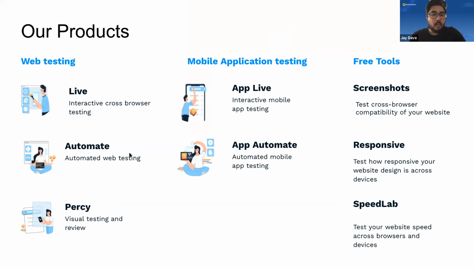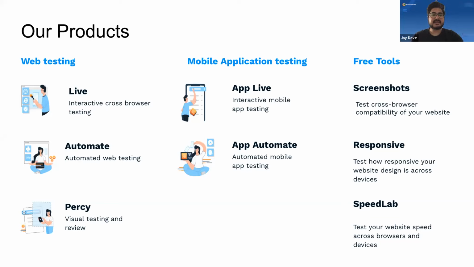Automate is our web automation platform. Our customers use Automate to speed up their test suites through parallel testing on our desktop and mobile cloud. Automate is framework agnostic. It works out of the box with Selenium, Cypress, Puppeteer, Playwright, and many other JS testing frameworks. Percy is our visual testing and review product. With Percy, you can compare what your website looks like against the baseline design on different browsers your customers use.